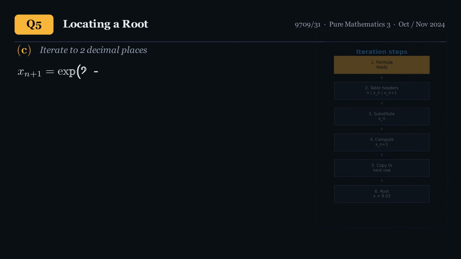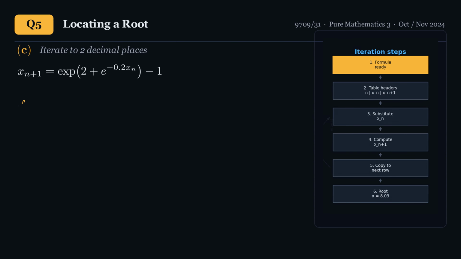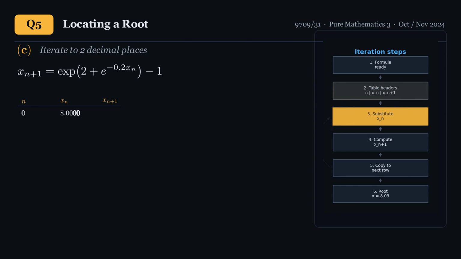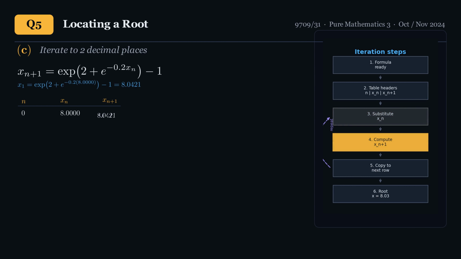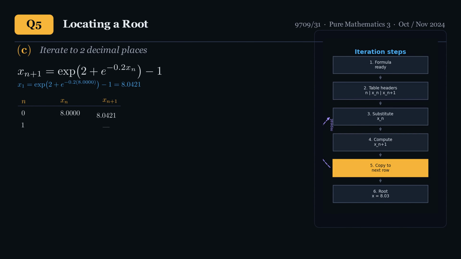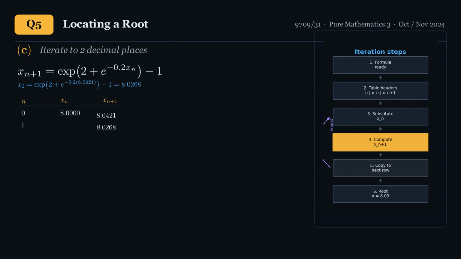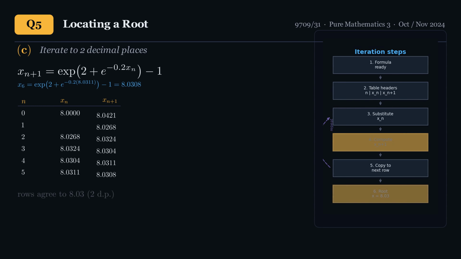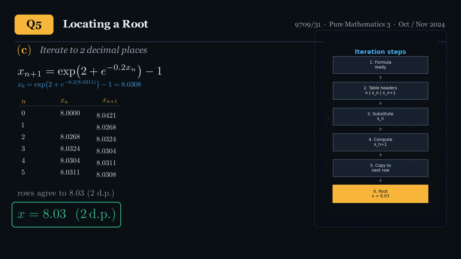On the right is the iteration plan. Follow each box in order. Build a 3-column table, n, x sub n, and x sub n plus 1. Row 0. n equals 0 and x0 equals 8.0000. Substitute into the formula to get x1 equals 8.0421. Copy that value into the next row as x1. Substitute again, x2 equals 8.0268. Repeat the same substitute, compute, and copy cycle for rows 3 to 5. The iterates agree to 2 decimal places, 8.03. So the root is x equals 8.03.